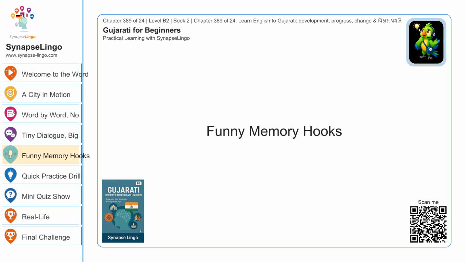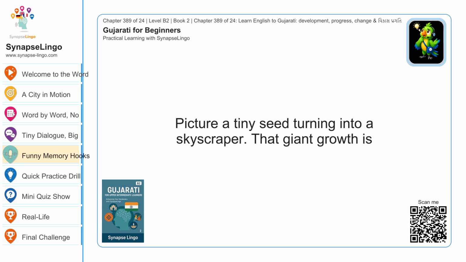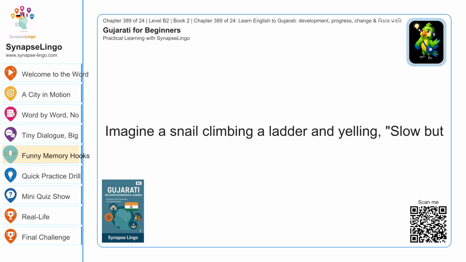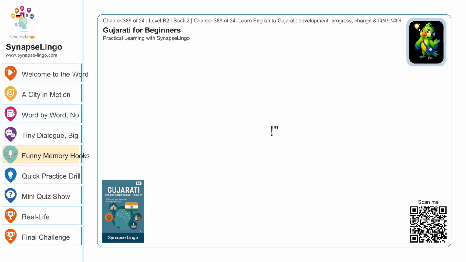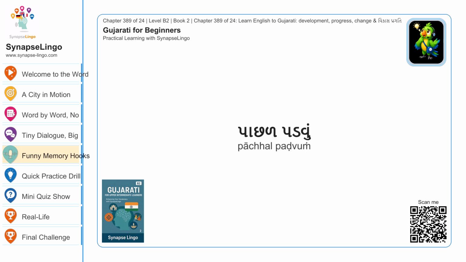Funny memory hooks. Let's make the words ridiculous, because your brain loves weird details. Very classy of the brain, honestly. Picture a tiny seed turning into a skyscraper. That giant growth is વિકાસ. Imagine a snail climbing a ladder and yelling, "Slow but પ્રગતિ." See yourself climbing stairs, slipping back one step, then saying, "Fine. પાછળ પડવું. Not the end."